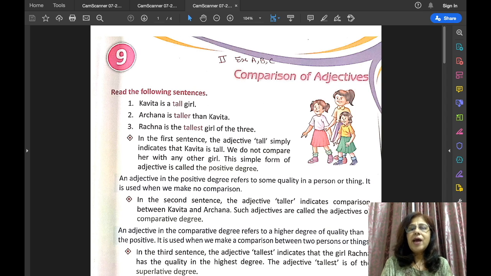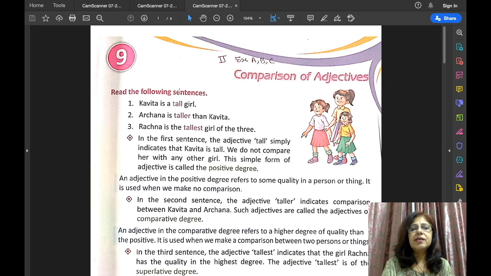So, when do we use the degrees of comparison? When we have to compare between two persons, between two places, between two things, then we use the degrees of comparison. There are 3 degrees of comparison: positive degree, comparative degree and superlative degree. In this lesson, I will tell you where to use the positive degree, where to use the comparative degree and where to use the superlative degree. So, let us begin with the lesson.